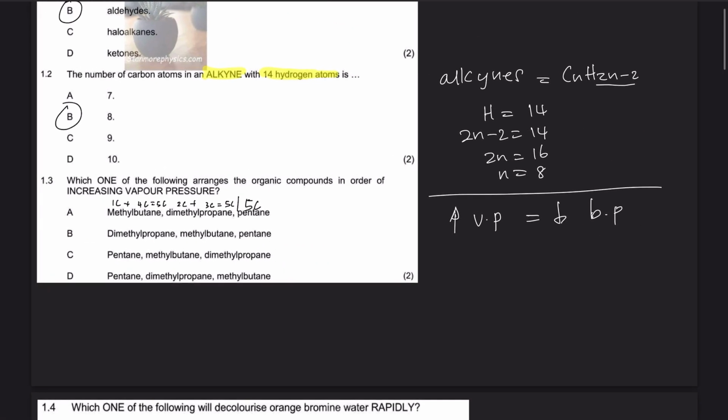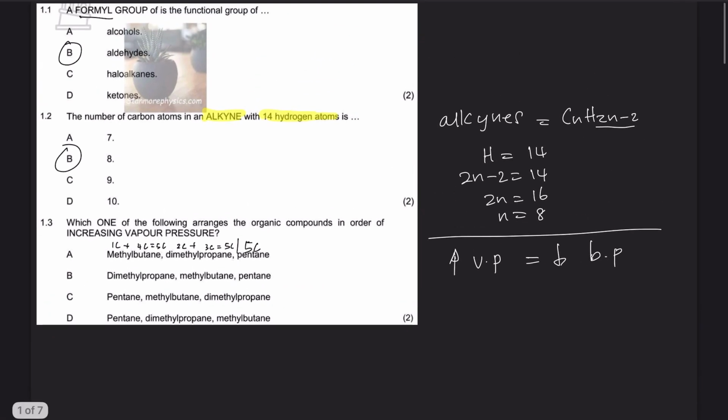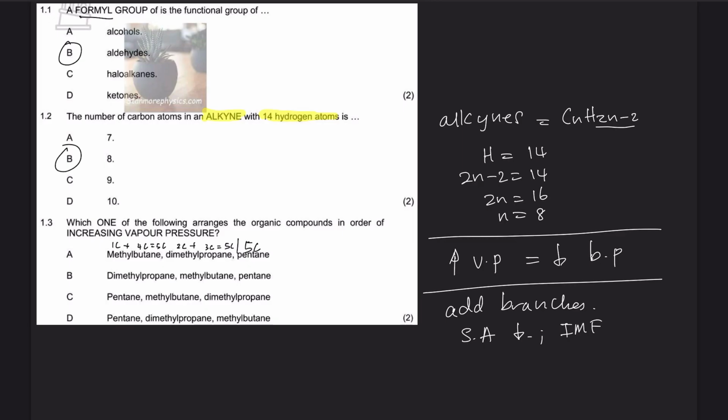So we need to remind ourselves what happens as you add branches. As you add branches, the surface area decreases, right? If the surface area decreases, it means that the intermolecular force is going to decrease, and it means that the boiling point will then decrease. So simply put, more branches means a lower boiling point.